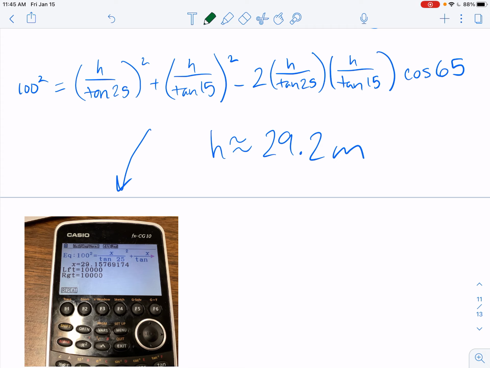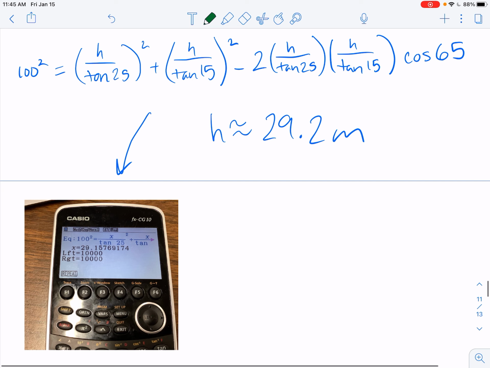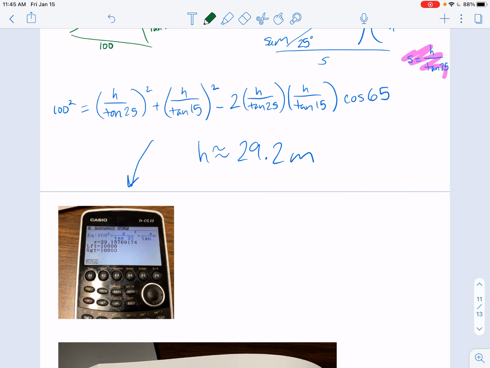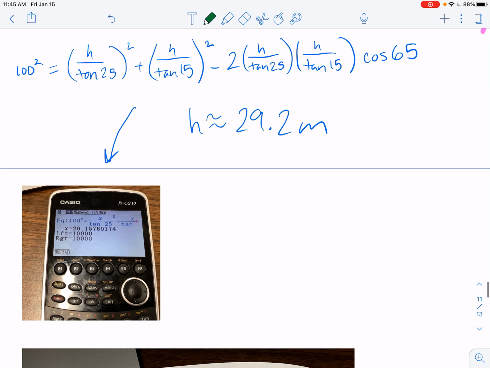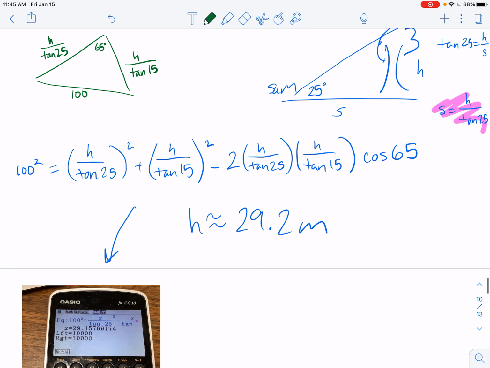And when I did, I got 29.2 meters, to 3 sig figs, for the height of the tree. So that solved, and that matched the back of the book, so that made me happy. The other thing that I started working on for that problem, I haven't gotten yet, so that's going to have to go in the next video.